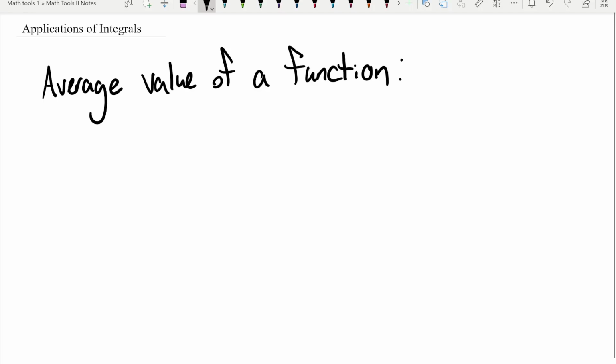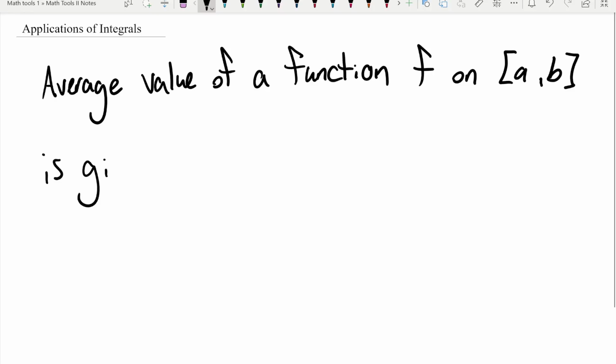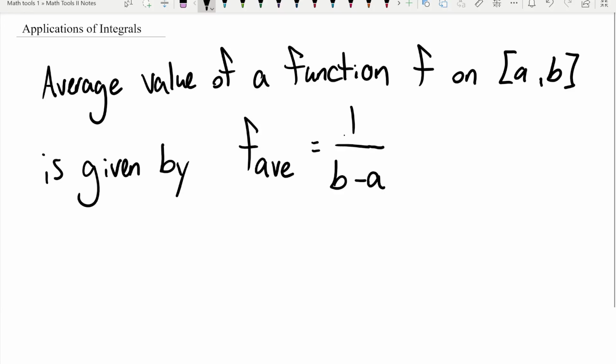So I'll just write down the definition of the average value of a function. The average value of a function f on an interval [a, b] is given by f, and sometimes we write the subscript av for average, is equal to 1 over b minus a times the integral from a to b of f of x dx. So you're taking whatever the integral is over that interval, and then you're dividing by the length of the interval, which is given by b minus a.